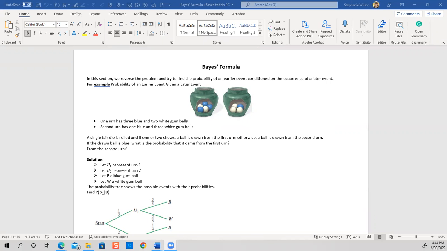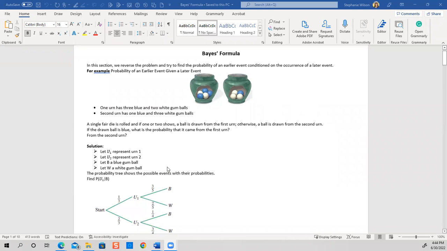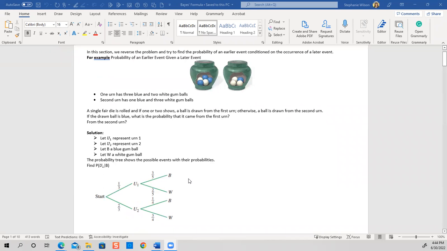Bayes formula. So here at the beginning of this, I have worked out an example for you to review and read. It's a probability of an earlier event given a later event. So, we've been solving for what is the probability of something happening. In this section, we're going to find the probability of a later event based upon an earlier event. And if you wanted to, you can pause this and read it.